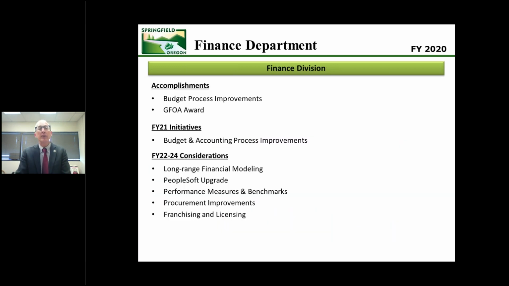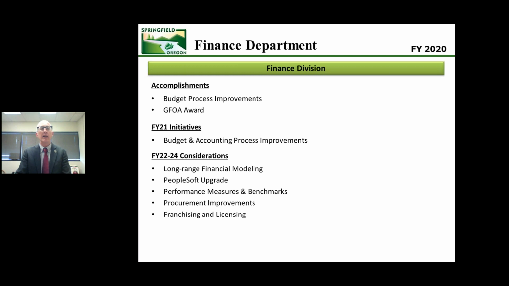Moving on to accomplishments, initiatives, and future considerations. I'm not going to touch on all of these. If you want more detail on any of them, you can find them in our finance department summary pages in the proposed budget. I do want to talk about the budget process improvements.